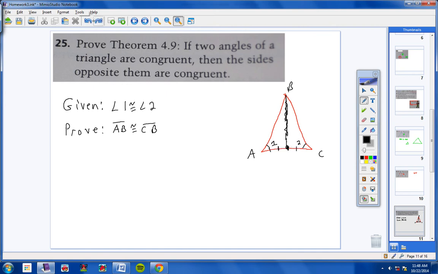Well, how about this idea? How about instead of drawing a line that hits the midpoint, how about if I draw a perpendicular line? I can do that. Remember, any two lines can be perpendicular. So I'm going to draw a line that comes straight down.